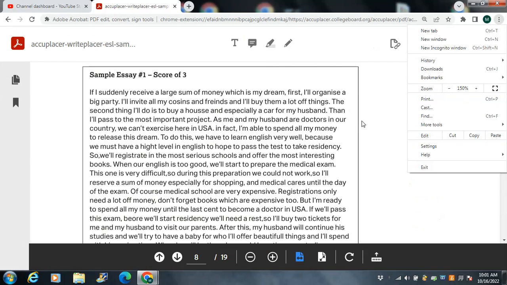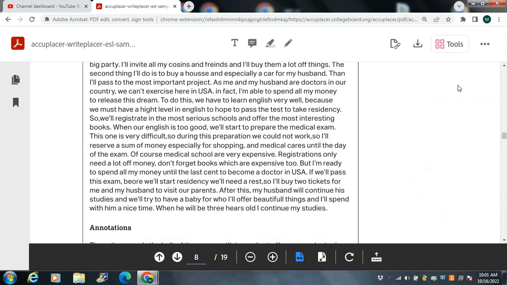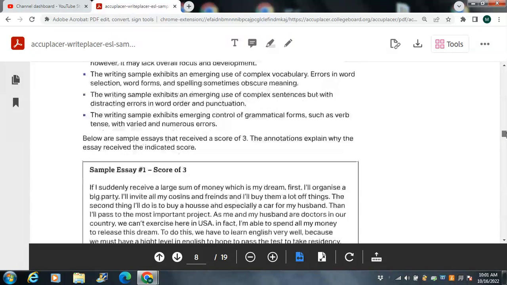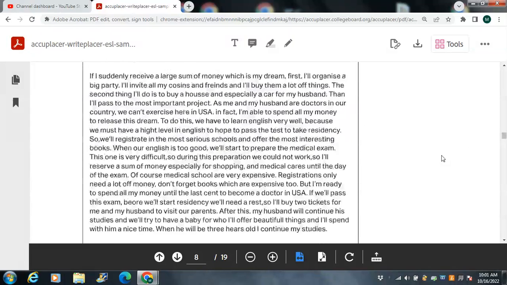As you can see, if I just scroll down a little bit, I'm not interested in reading the annotations given by Accuplacer WritePlacer, because you can do that on your own. But the first thing that I see, and you may be thinking to yourself, I already see what they did, is that they just gave one giant paragraph. And so when a reader looks at this, it is overwhelming, and readers prefer to have separated paragraphs.